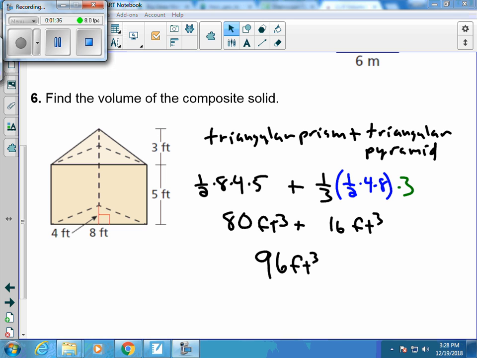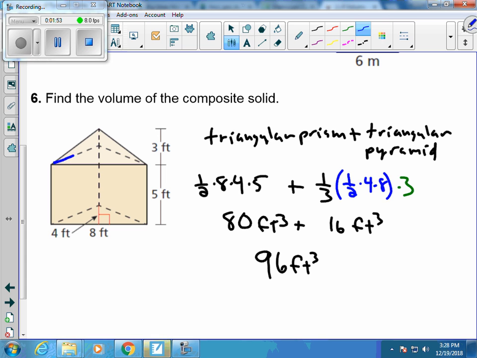All right, I broke this composite into two different parts, a triangular prism and a triangular pyramid. I found the volume of each of those individually. The triangular prism stuff we've done in the past, so I'm not going to talk too much about that. But a triangular pyramid, again, is 1/3 base times height, where my base was 1/2 times 4 times 8, which is the area of its triangle on the base, times the height, which was 3 feet.